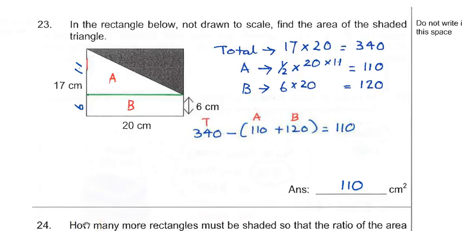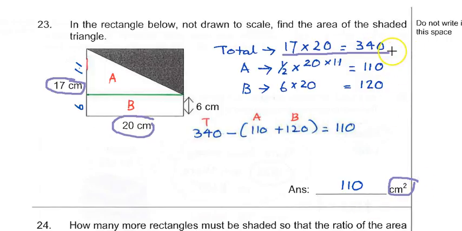(23) In the rectangle below, not drawn to scale, find the area of the shaded triangle. Right, let's take a look over here. Interesting. Now, the total here is 17 times 20, right? So yes, 17 times 20 is 340. Of course, I'll drop all the cm squared over here, which I'm going to write down here.